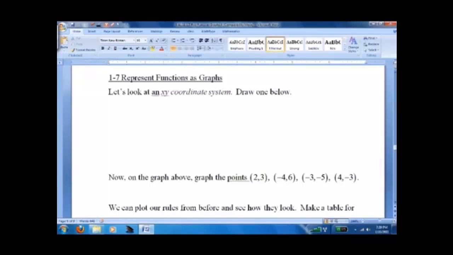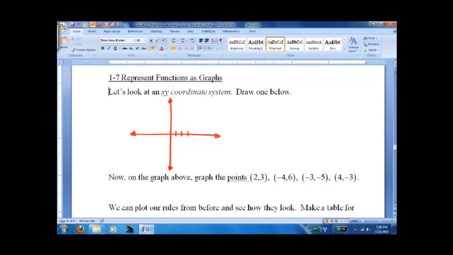Alright, now, we've talked about functions as tables or rules. Now we're going to talk about them as graphs. Well, the first thing we have to do is talk about an XY coordinate system. And we can write it lots of different ways. The most common way is a kind of plus sign, I suppose.